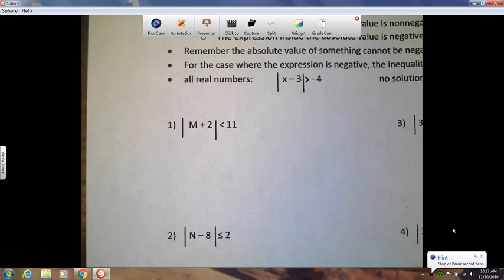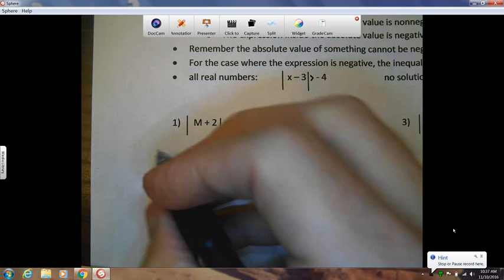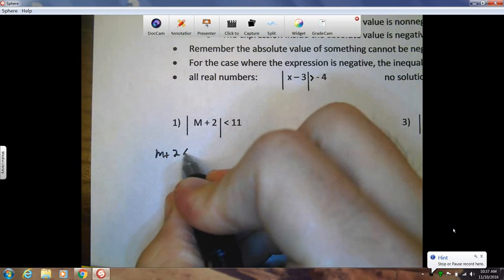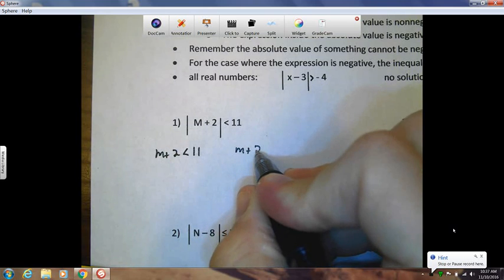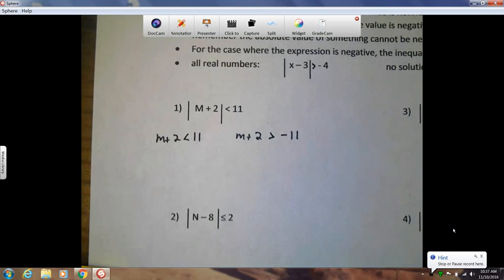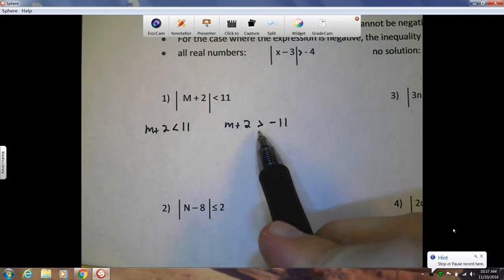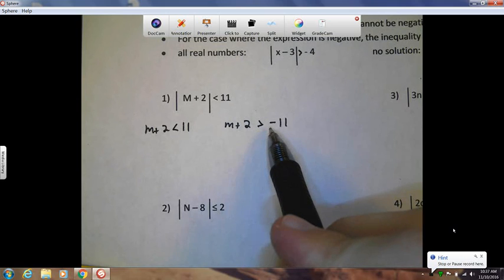Okay, let's look at an example problem here. I have m plus 2 is less than 11. So I'm going to have my two cases. So remember how to set up your two cases. That's going to be a quiz question. Have m plus 2 less than 11, m plus 2 greater than negative 11. So this is a perfect thing to annotate in your notes. For the second one where I switched it, I had to reverse the inequality. So that's a great thing to annotate, highlight right here.